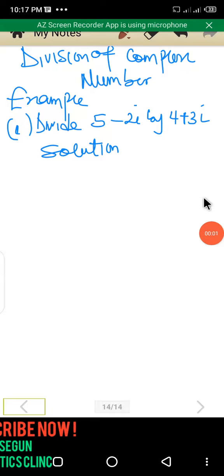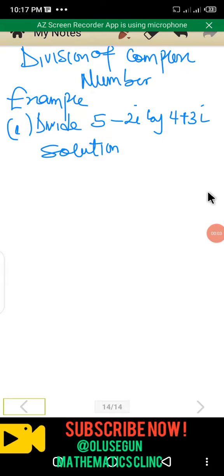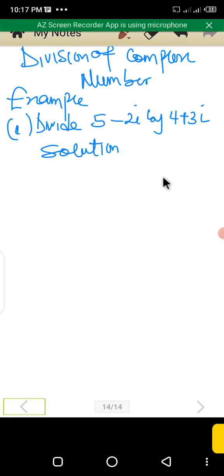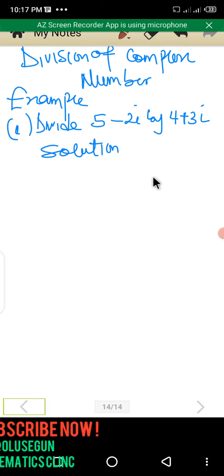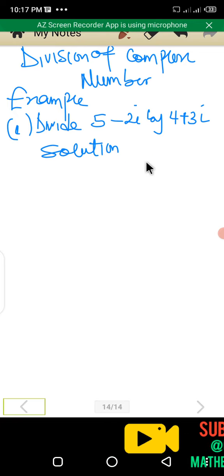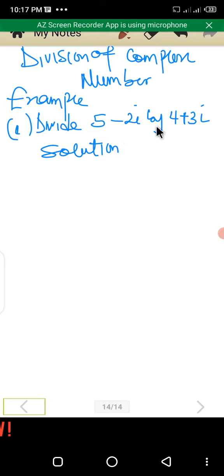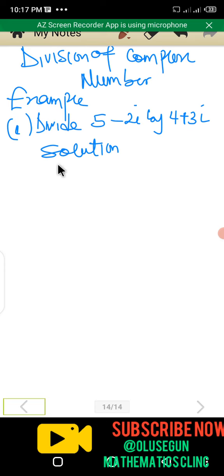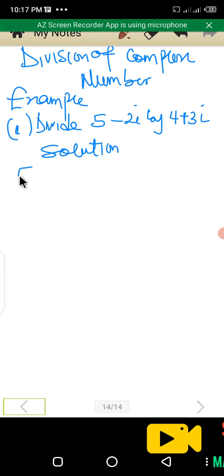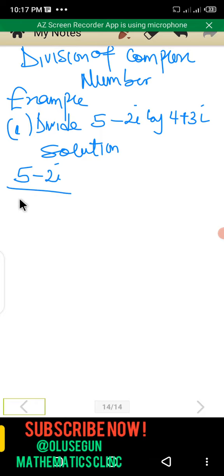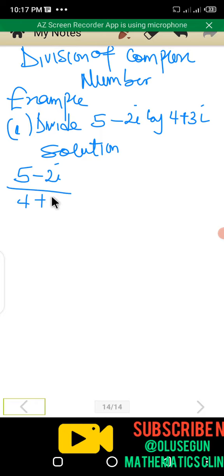The division part of complex numbers. We are now going to explain the logical part of it and the way you can solve it easily. If you are given a question like this, to divide 5 minus 2i by 4 plus 3i, it's very simple. When you rewrite, you say 5 minus 2i all over 4 plus 3i.